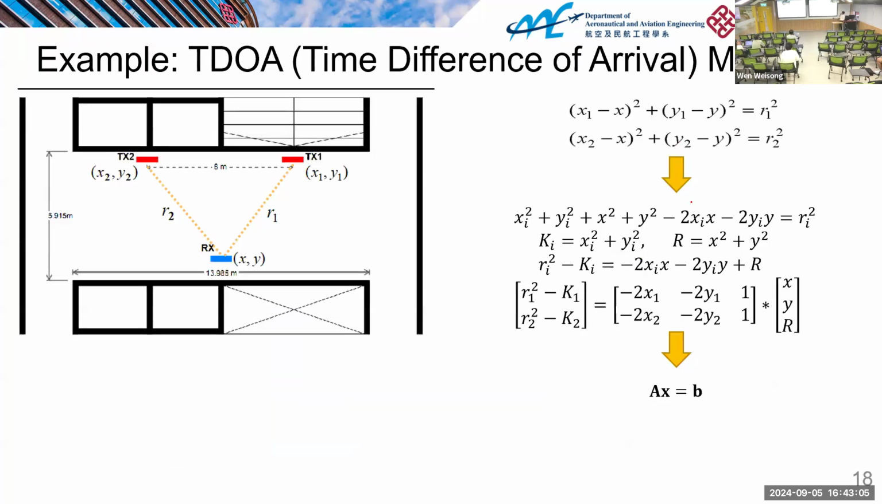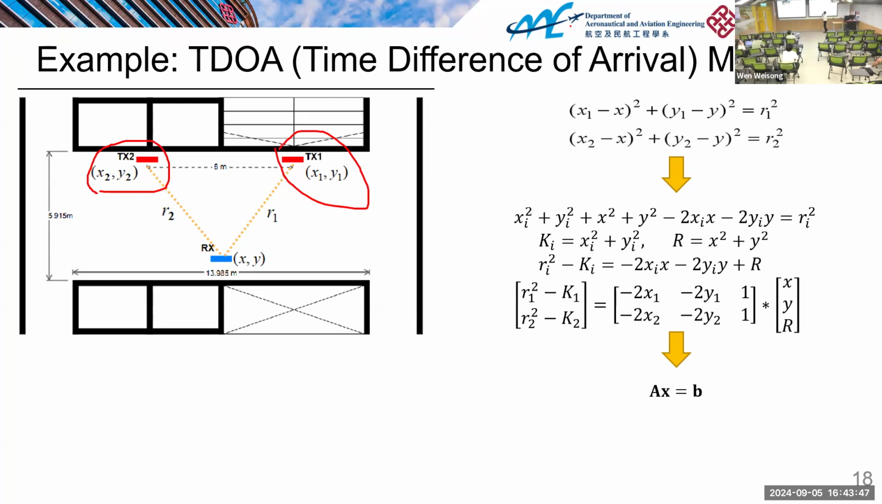On the left side, TX2 and TX1 are the signal transmitters. The locations of TX1 and TX2 are known variables, I mean X1, Y1 and X2, Y2. This is the position of the first Wi-Fi access point, and this is the position of the second Wi-Fi access point. Because the access point is already installed somewhere in the building, we can use geodetic solutions to measure its location. So TX1 and TX2 are known variables.